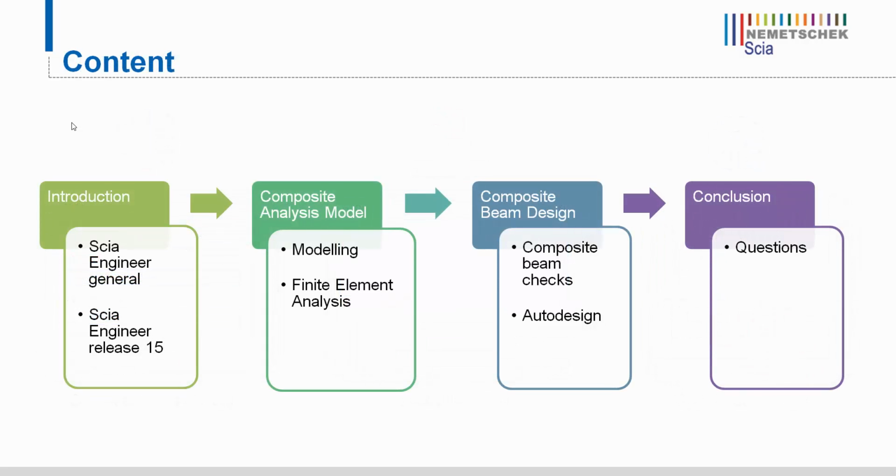Here you see the content of today's webinar. I'm going to start with a short introduction about Scia Engineer in general and about the new release Scia Engineer 15. Next we go and have a look at the composite analysis model, the so-called CAM model. How should you model this in Scia Engineer, and what about the finite element analysis? Then we're going to continue with the composite beam design, which checks are possible in Scia Engineer 15, how to perform them, and which settings are important for these checks. Next we're going to have a look at the Autodesign function, in which way can steel profiles be optimized. And of course we're going to end with a short conclusion and the questions and answers.